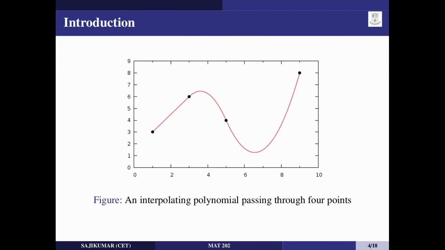Here is the graph of a third degree polynomial which passes through the four data points between x is equal to 1 and x is equal to 9. Since we have the continuous polynomial function p3(x) which passes through these four data points, we can evaluate the function in between x is equal to 1 and x is equal to 9. That will give an approximate value of the unknown function. For example, suppose we want the function value at x is equal to 1.5, then we can directly substitute into the known polynomial p3(x) and evaluate p3(1.5) and so on. So this is the idea behind interpolation.